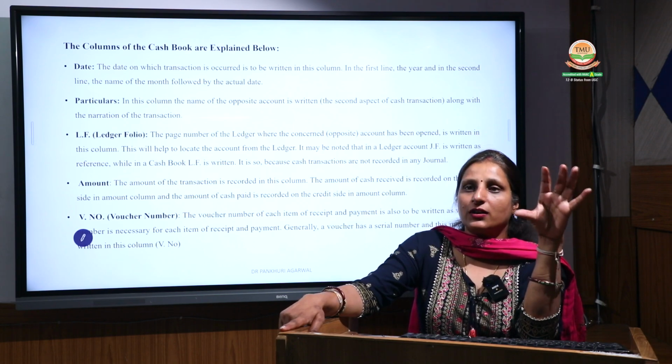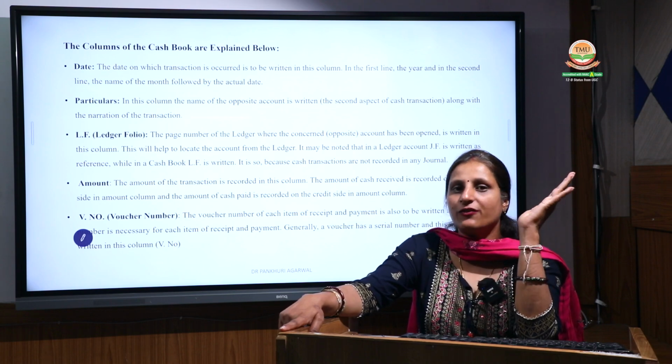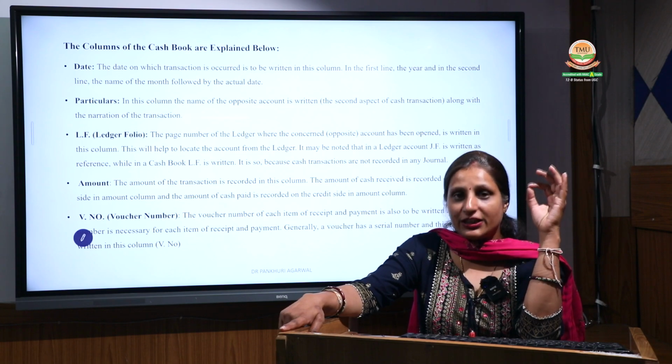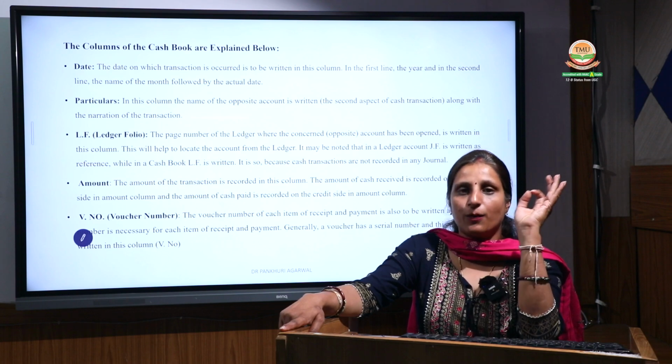Accounts is for the users. And it is a rule of accounting that everything has to be very, very transparent, and everything should be verified. Everything should be written in a proper format.